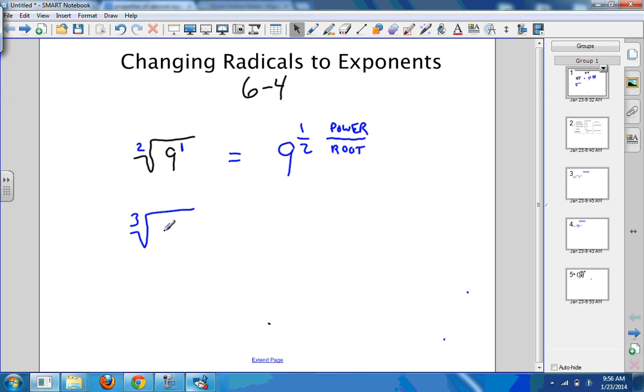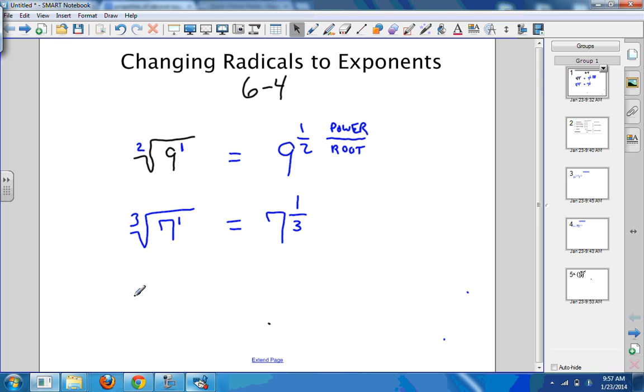All right, so if we have, say, the third root of, let's say, 7, we could rewrite this as 7, and this 7 has a power of 1, right? So 1 over our root, in this case, is 3. So we can write it as 7 to the 1/3 power. It's the same thing as the third root of 7.